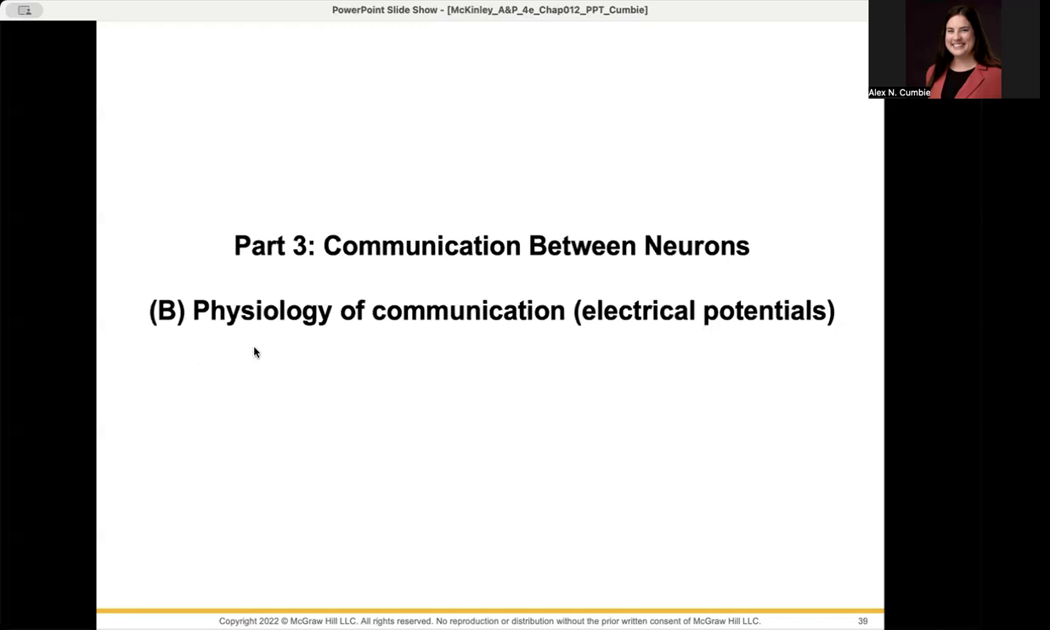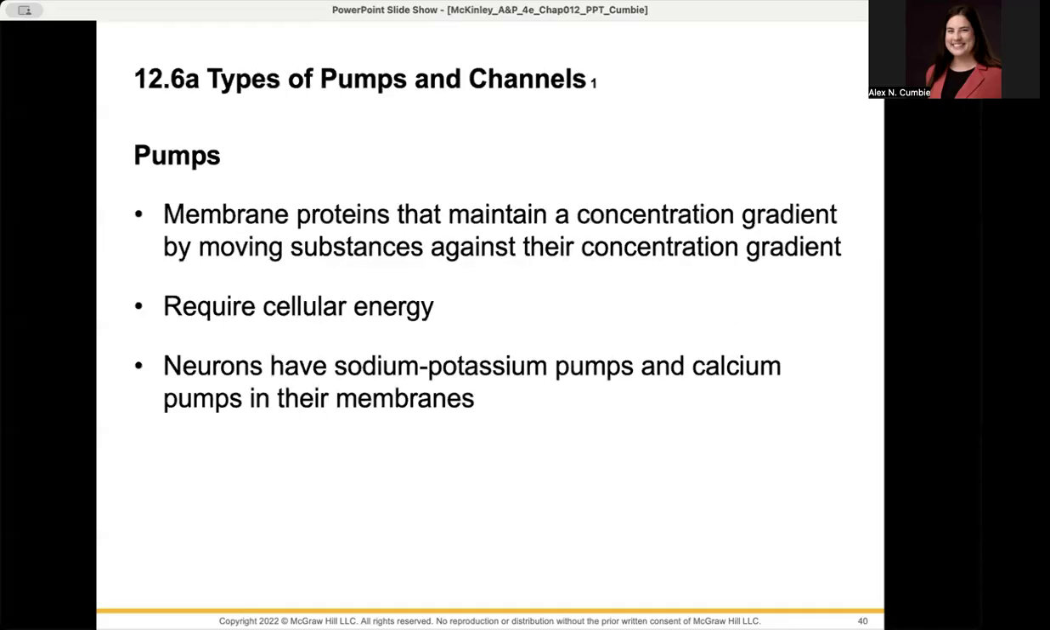All right, moving on to B, we have the physiology of communication. We're going to take a look at how electrical potentials are changing in neurons, which influences how they communicate with each other. First, in order to do that, we need to discuss what is present in the cell membrane of these neurons, whether it's pumps or channels. We'll take a look at both.